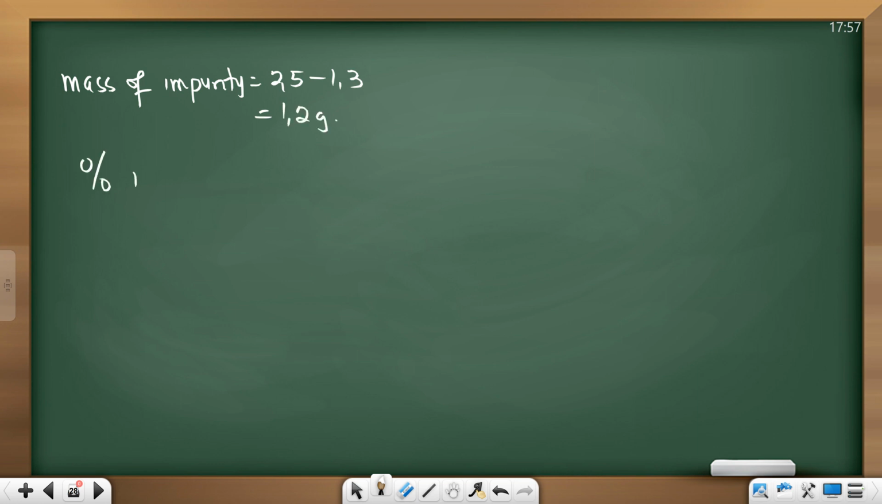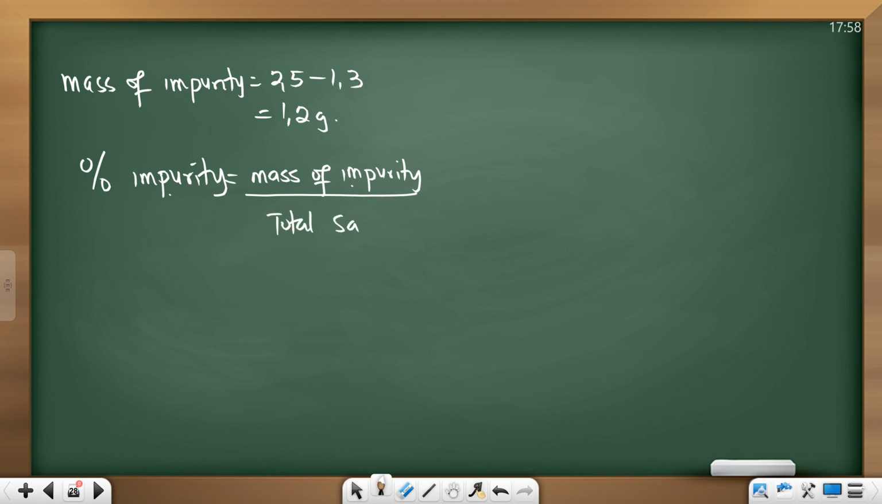So percentage what? That's what the examiner wants us to find. Guys, I want you to see the difference in the formulas. I'm using percentage impurity, so I'm talking about mass of impurity over total sample multiplied by 100. 1.2 over 2.5 times 100. What do you have? Close to 50. 40? Are you sure? 48. Check again. You should be having 45.